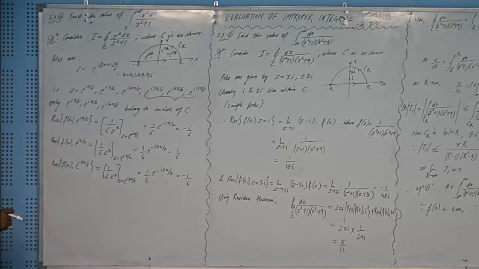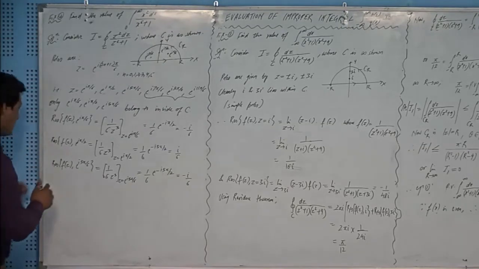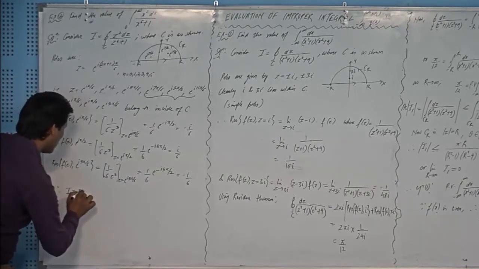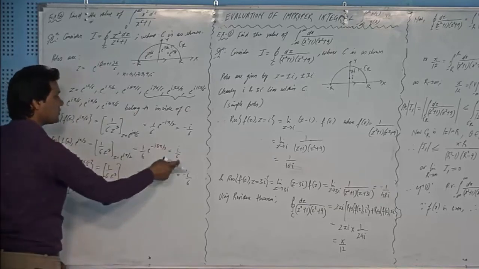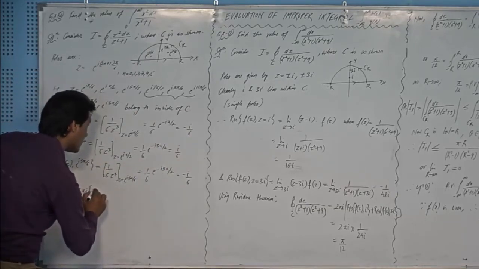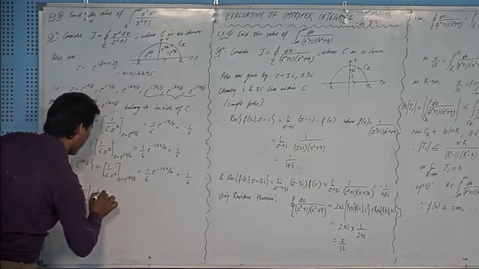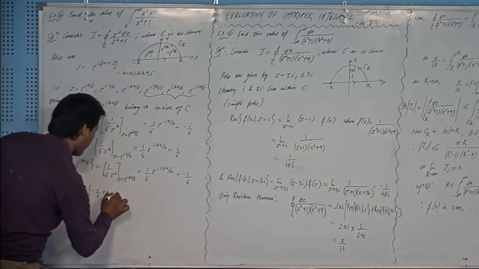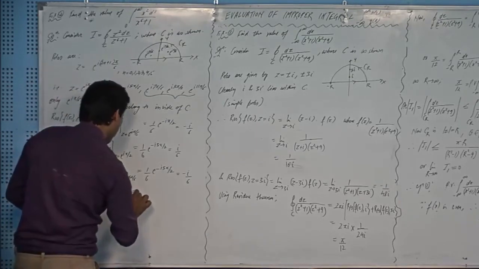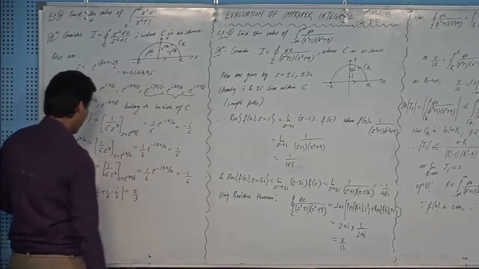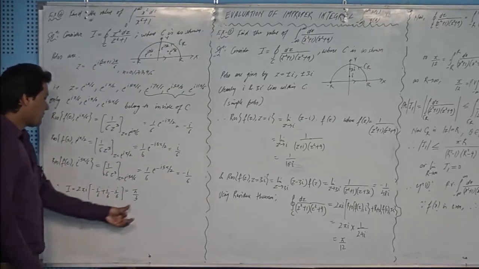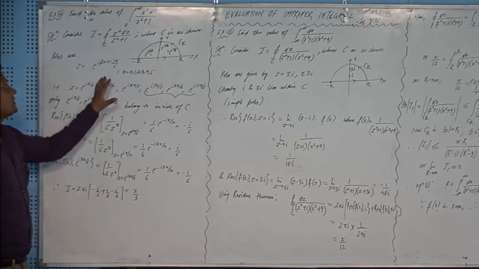So adding these residues to get the value of I, I equals 2 pi iota times the sum of these residues. You can see that you will get minus iota pi by 6 ultimately, and you will have pi by 3, since iota square is minus 1. So we'll have pi by 3 as the value of this complex integral, right?